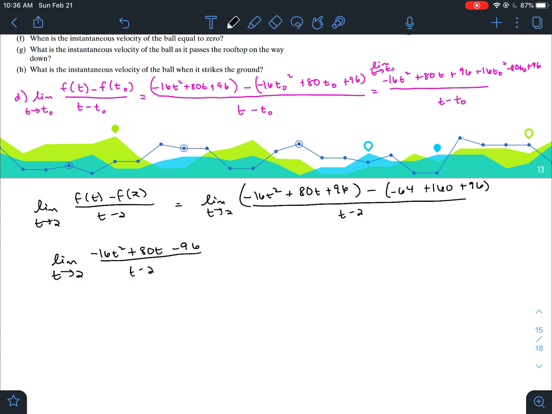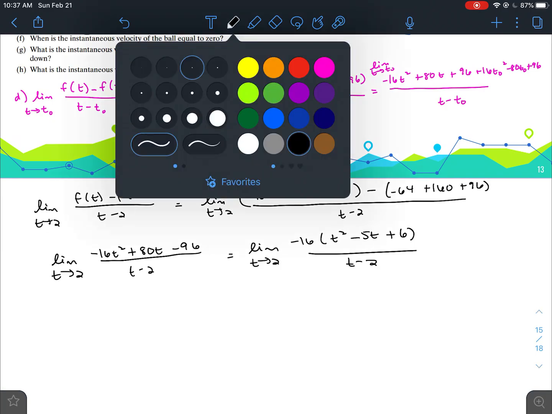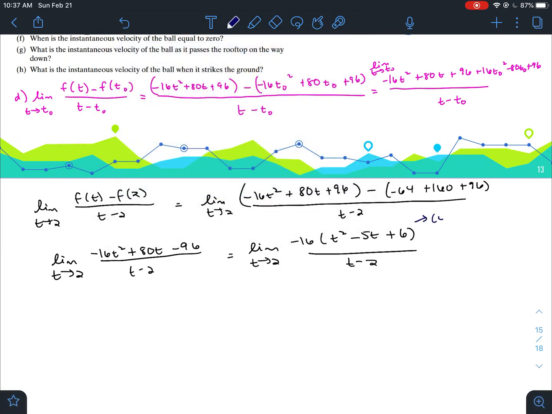And so I can factor out a negative 16 from the numerator, and I would be left with t squared minus 5t plus 6, and then all over t minus 2. And then that would factor again. That would factor into t minus 3, t minus 2. And so the t minus 2's will reduce with each other. And so we have the limit as t goes to 2 of negative 16 times t minus 3.